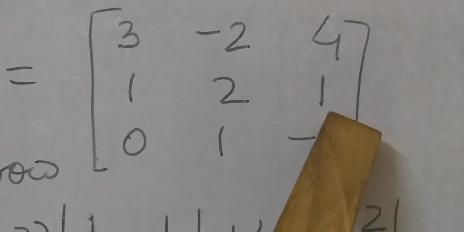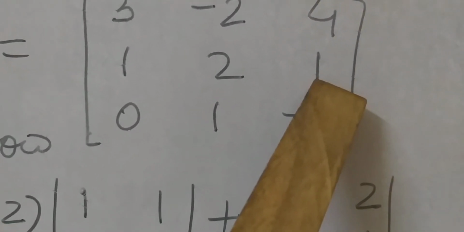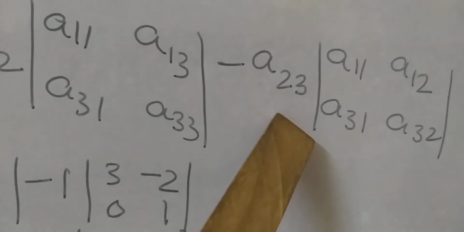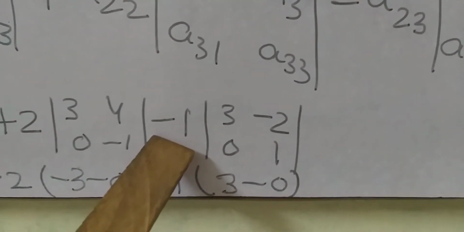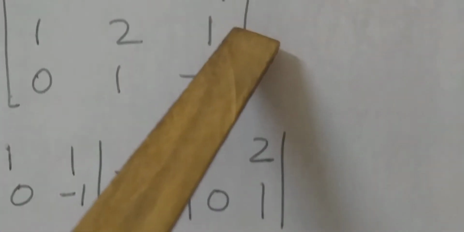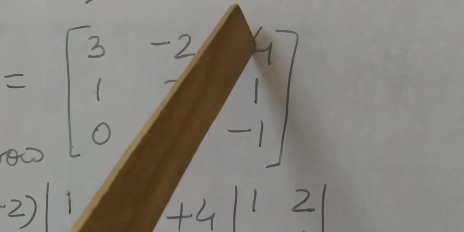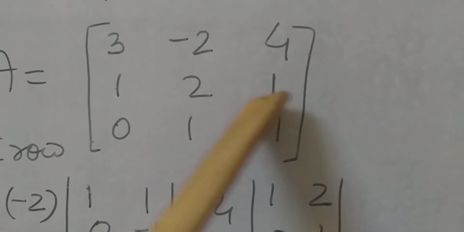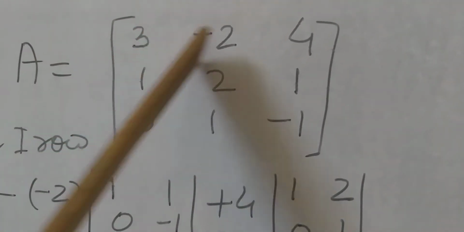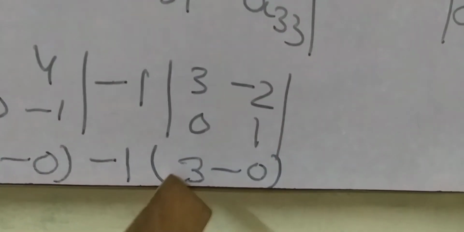Check its position, student. It is at A23. 2 plus 3 is 5, an odd number. Correct? So we have to put a minus sign. Minus 1. Now delete its column and row. The third column is deleted and the second row is deleted, left elements 3, minus 2, 0, 1. So we have to write 3, minus 2, 0, 1.